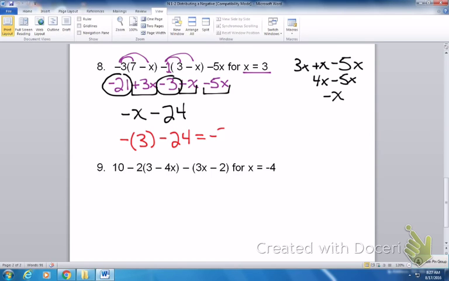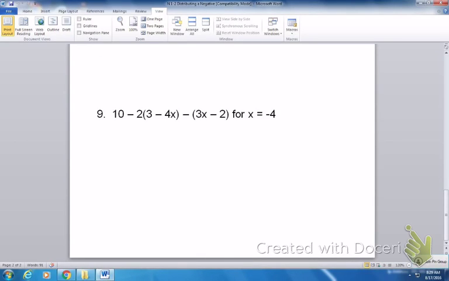Now that's actually negative 3 minus 24, and you don't need this step right here. I'm just showing you. Negative 3 minus 24 is negative 27. So watch your negatives, guys. Plug in that 3 in right here is a part that's going to get a lot of you. You don't lose negatives, okay? Let's do the last one, number 9.